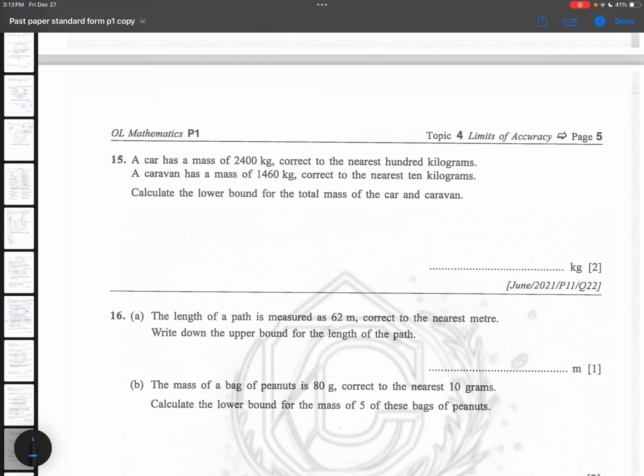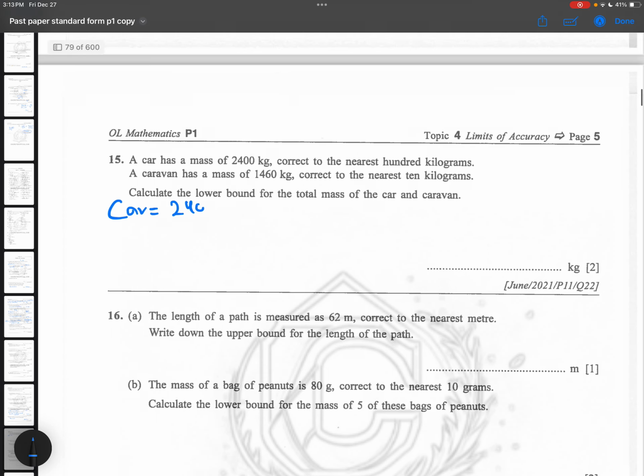So in order to get the lower bound of the total mass, we need the lower bound for the mass of the car as well as the lower bound for the mass of the caravan, and they are rounded off. The mass of the car has been rounded off to the nearest 100 kilograms. So for the car, the lower bound will be 2400 minus, as this is correct to the nearest 100 kilograms, 50.